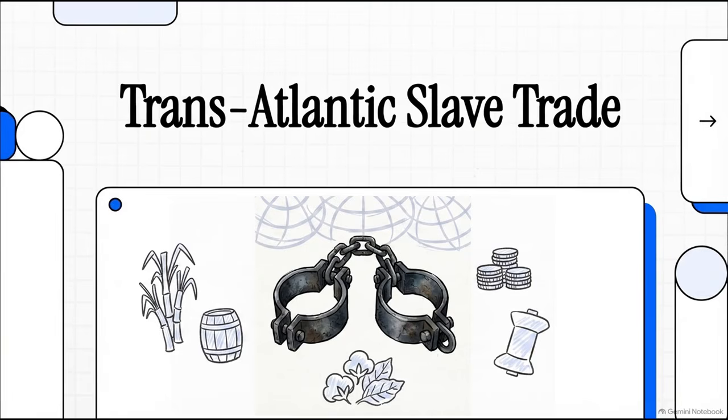Welcome to This Explainer. Today, we're going to unpack one of the darkest, yet most consequential chapters in human history, the transatlantic slave trade. Our goal here is to really understand both the massive, calculated scale of this global economic machine and, of course, the devastating, unimaginable human toll it took on millions of lives. We'll be sticking strictly to the historical records and data to see exactly how this system operated.